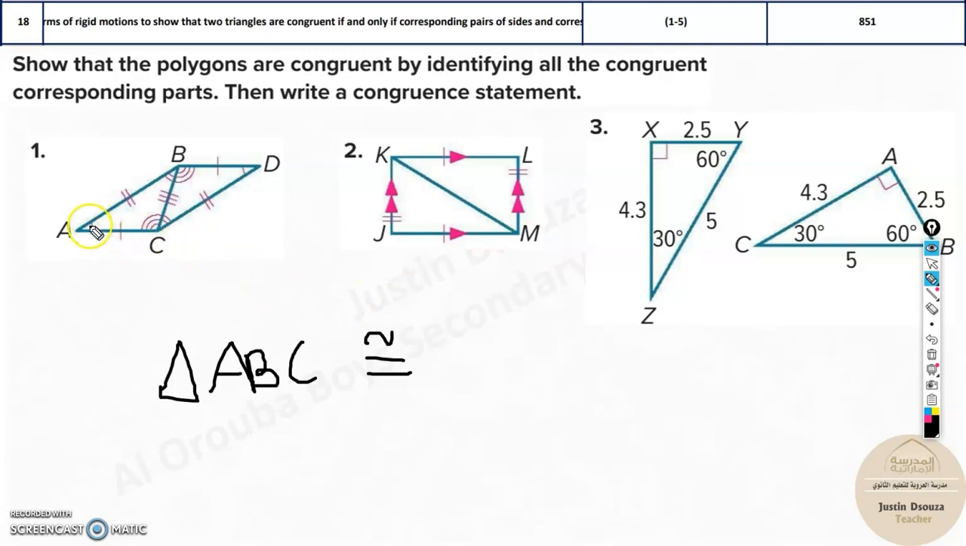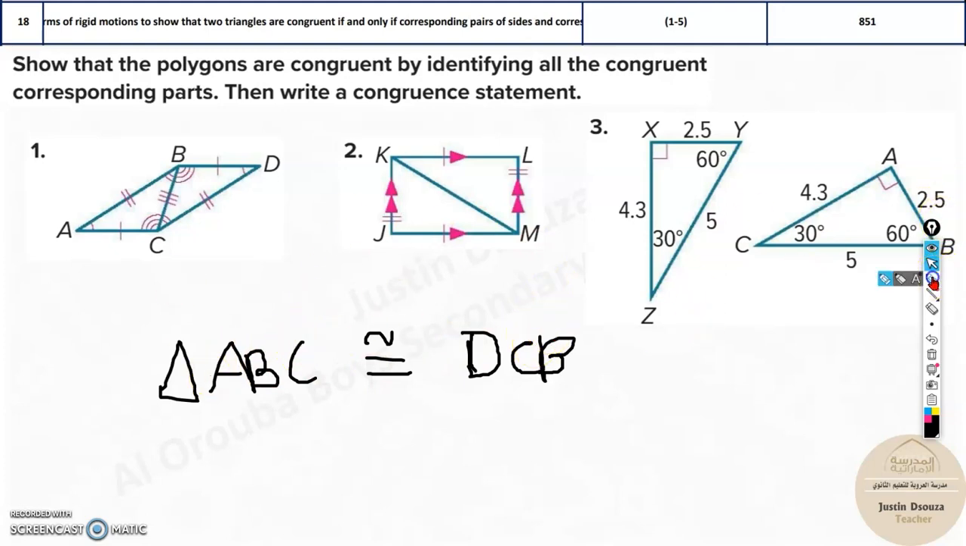A has one angle. Which angle is equal to A? If you see over here, it is D. So let's write D first because A was first. And which is having two sides? In this triangle, it was B, but in this, it is C, D, C, and lastly, we have B. If you find out two, then the last one is the remaining one. So this is the congruency statement. Why? Because A is equal to D, B is equal to C, C is equal to B.